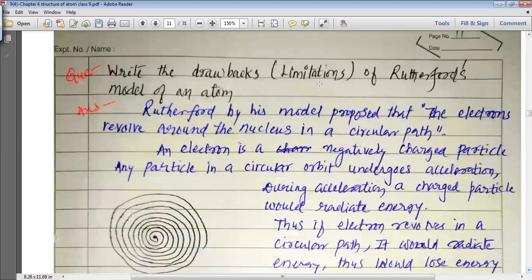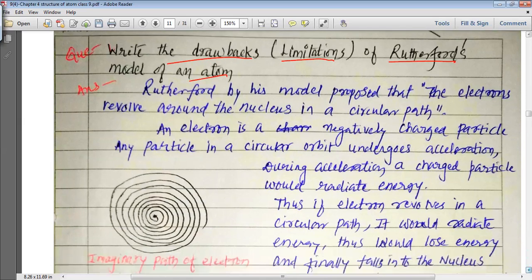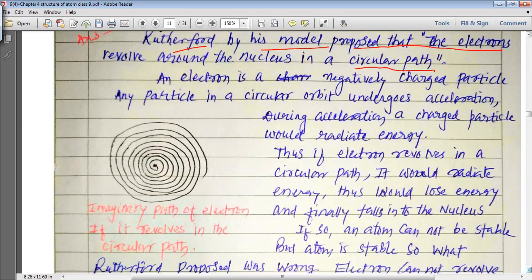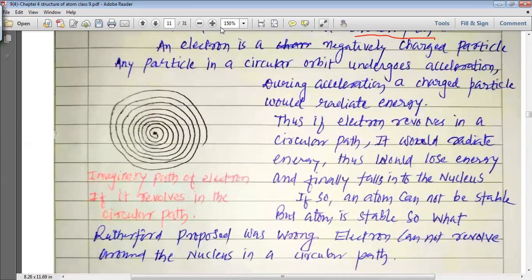Then, my dear students, we need to study about the drawback or the limitations of Rutherford's model. So let us study the drawback or limitations of the Rutherford model. Rutherford, by his model, proposed that the electrons revolve around the nucleus in a circular path. That is what we have seen. An electron is a negatively charged particle.